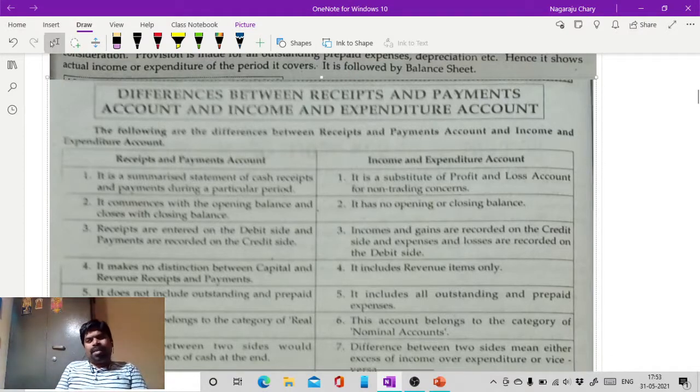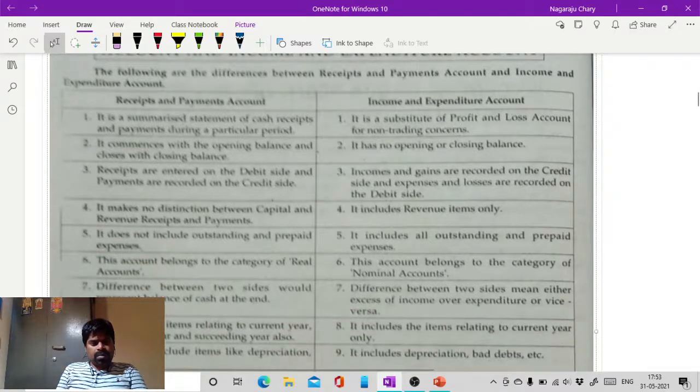So what is the difference between these two, that we have to know. Then only, while preparing the income and expenditure account and the receipts and payments account, we can get a clear-cut idea. So let us see the differences between these two accounts. First, the receipts and payments account, and next, the income and expenditure account.